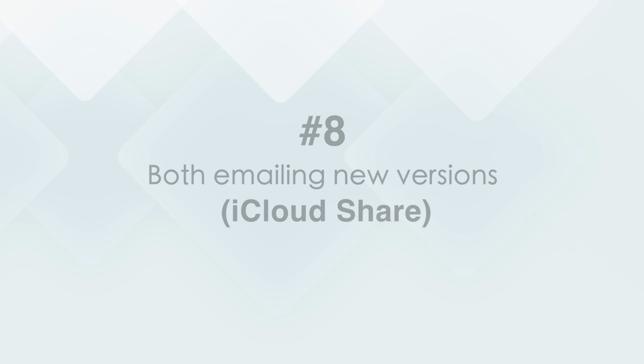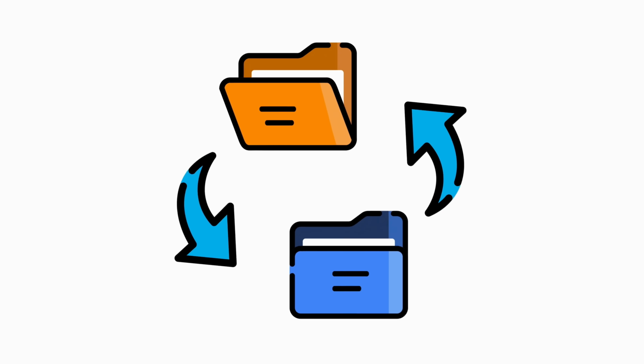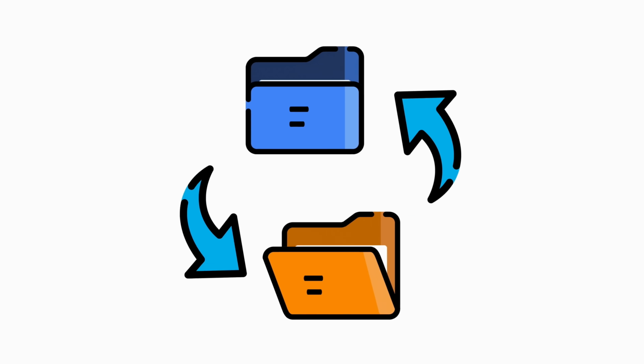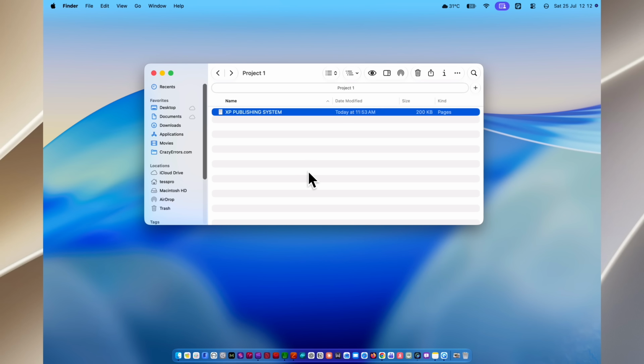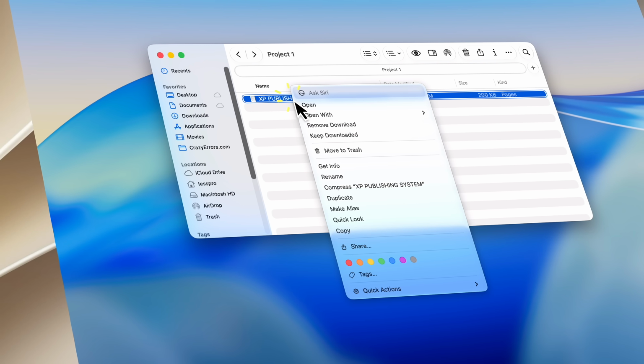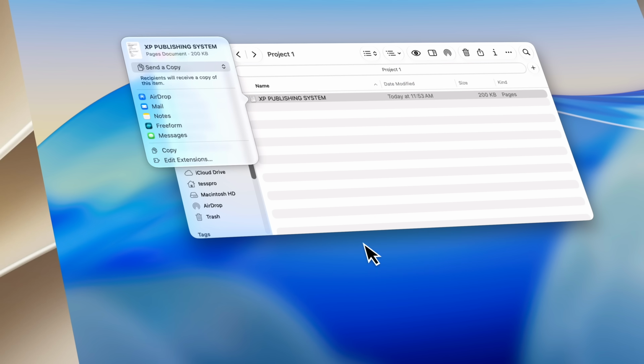And the version nightmare. You and someone else keep emailing the same document back and forth. Version 2, final, nobody knows which is current. So from now on, instead of sharing the file back and forth, here's what you do. First, make sure this file is in your iCloud Drive. Make a right click, share.